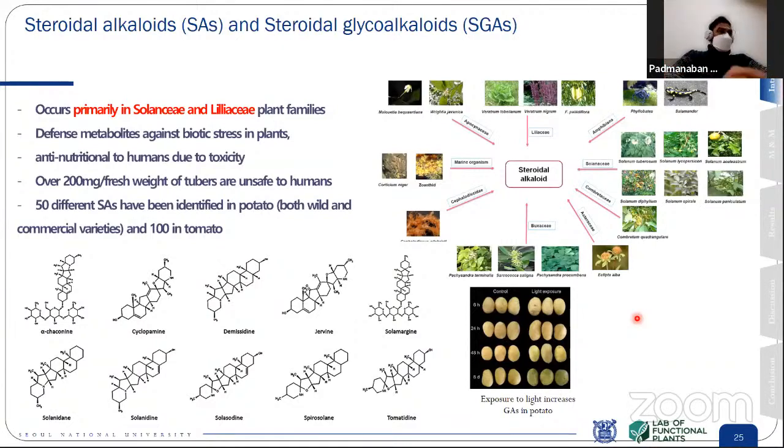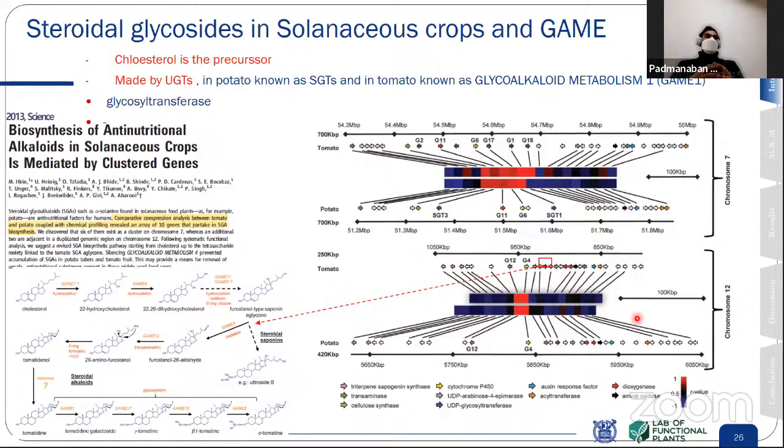There are around 50 different steroidal alkaloids identified in potato, both in wild and commercial varieties, and in tomato also around 100. Tomato and potato are sister families. So these authors tried to map the loci where this GAME transcription factor is located in tomato and potato. They found that the arrangement of the transcription factors in the chromosomes of tomato and potato is very much related, and they are enriched in a particular region. In tomato it is called GAME, in potato it is called GAME as well, a steroidal glycoalkaloid transcription factor family.